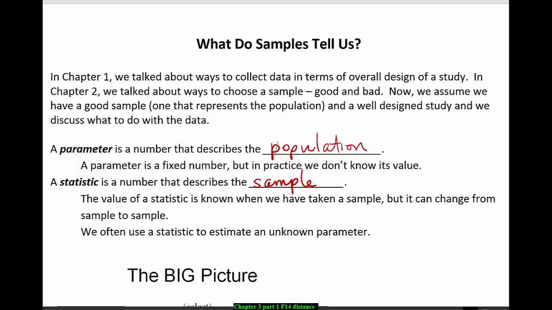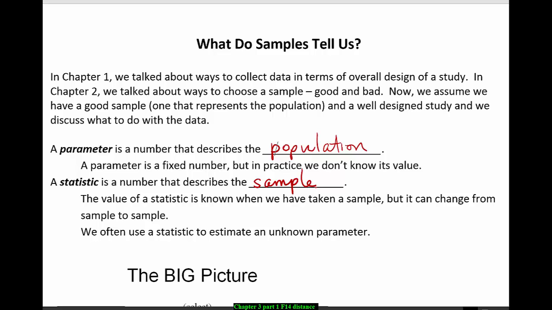Let's go back to our made-up study, where we said we wanted to study the average weight of a USC student. The population there would be all USC students. The parameter, the number that describes the population, would be the average weight of all USC students. The sample might be 100 randomly selected USC students. And then the statistic, the number that describes that sample, would be the average weight of the 100 randomly selected USC students.